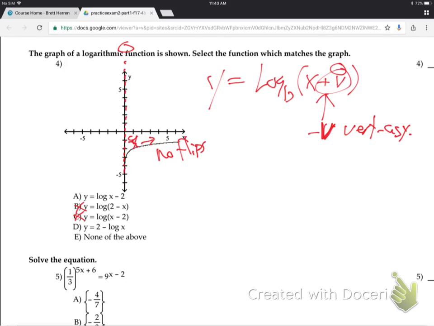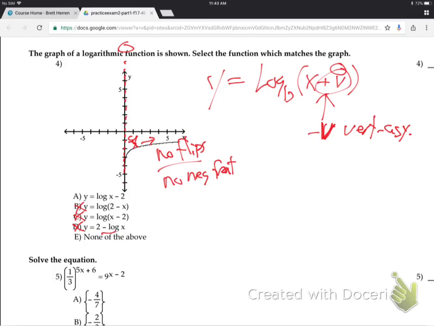Chris, a question: would the negative 2 be like a shift or an asymptote? It's not an asymptote, but it's a vertical shift down 2. Yeah. So no flips. So what does that mean? No negative in the front. Bye-bye, D. It has a negative in the front of the log. That would make the whole log turn upside down, and the graph would go down to the right instead of up.